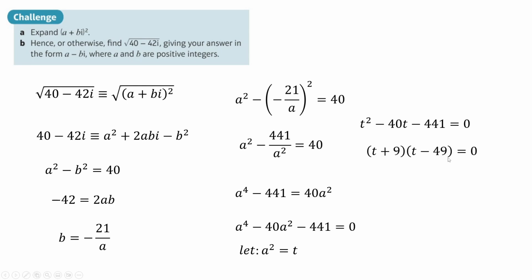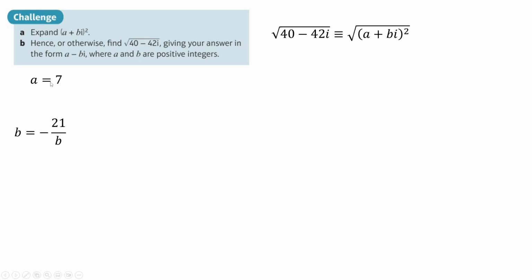It's quite hard to see this, but you do have a calculator. You could just put it in if you really wanted to. You'll get t equals minus 9, t equals 49. I've just put a squared equals t back into there and then solved to get this. So a equals plus or minus 3i, or a equals plus or minus 7. Now, 3i, regardless of whether it's plus or minus, is not an integer, so you can just already discard that solution. And then a and b are positive integers, so you're probably going to want the positive 7. So we'll pick positive 7.